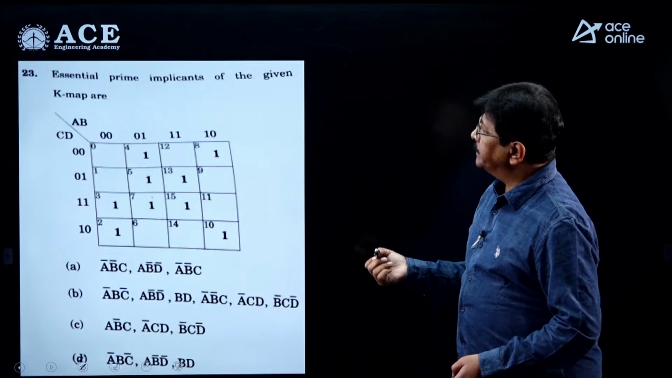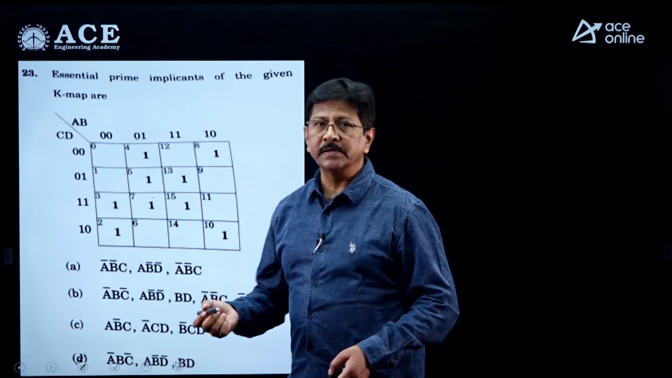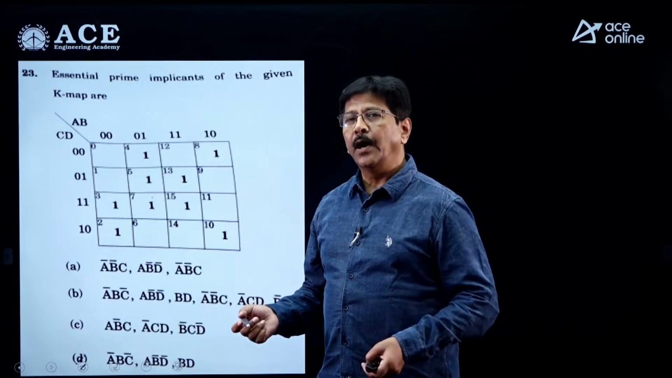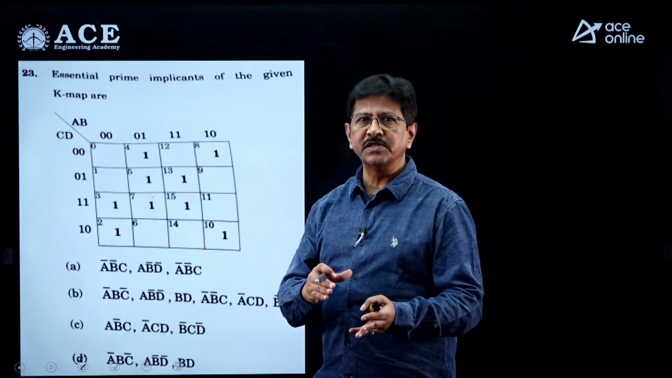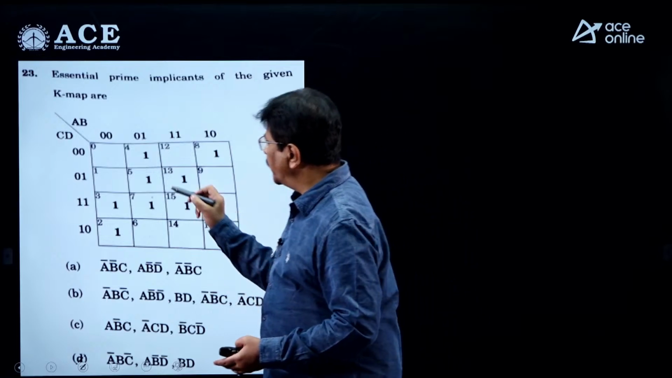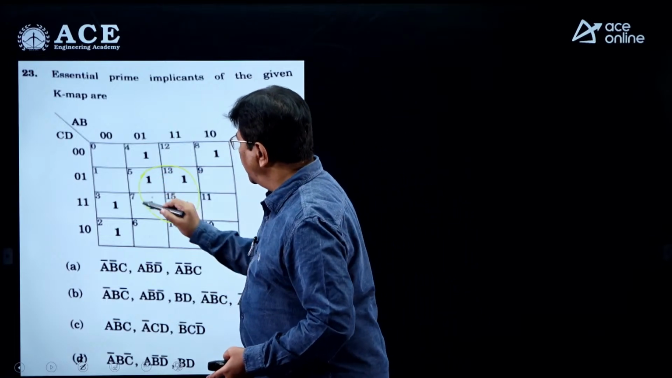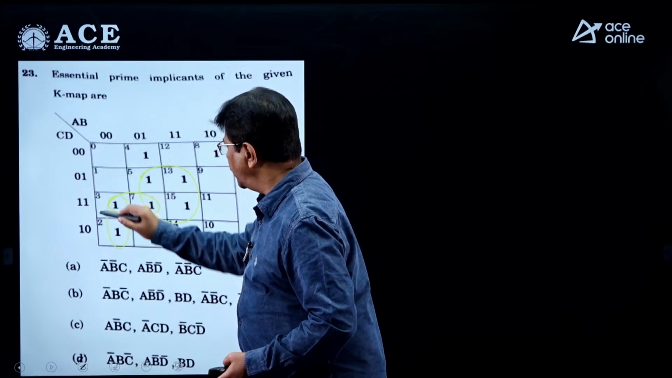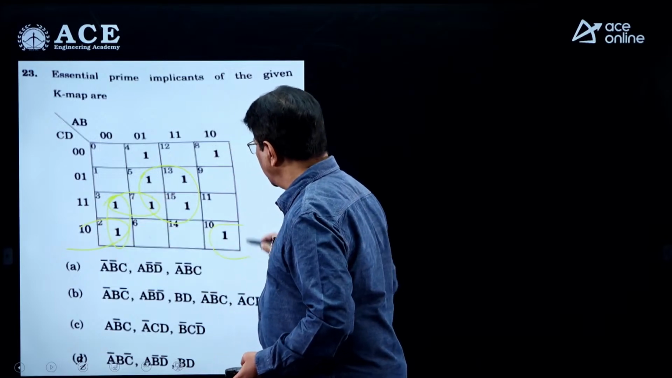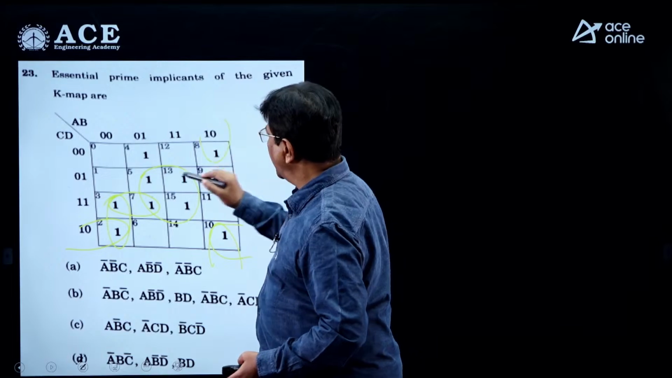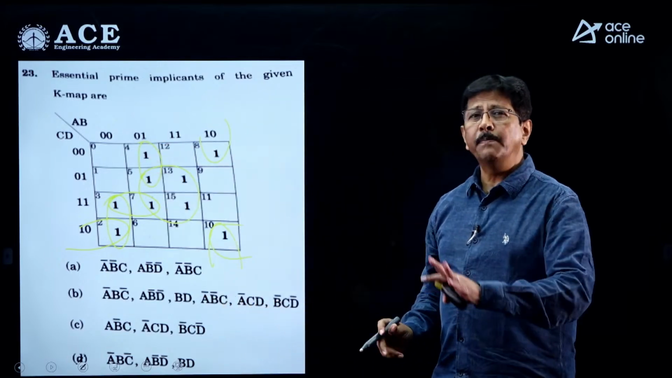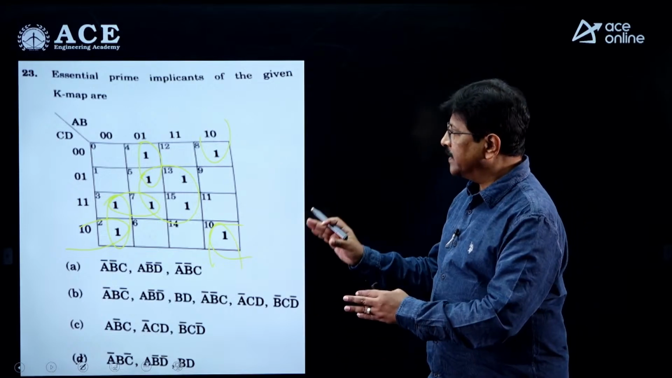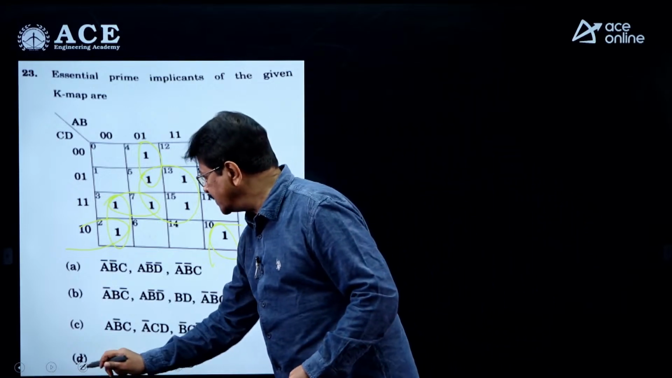Yeah, coming to this one, what are the essential prime implicants? For this, you have to see how to group them and then classify them into essential and non-essential prime implicants. Okay, so here I am going to get a quad here, a pair here, another pair here, another pair here, and another pair here. So we have to make all possible prime implicants and classify them as EPIs.